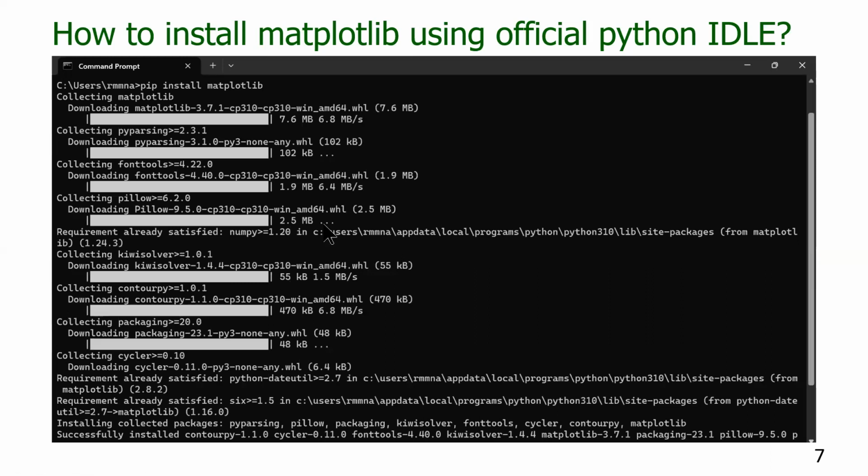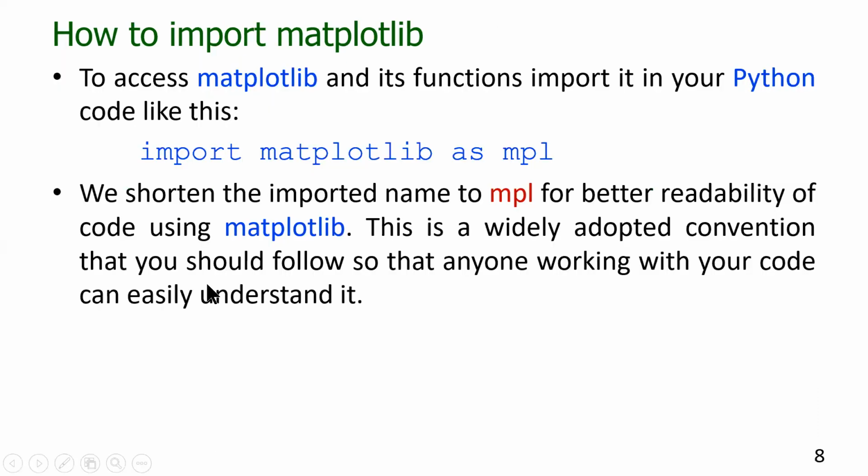Let us see. This is the command prompt terminal. Here, we simply typed the statement pip install matplotlib, then pressed enter. Then the installation started. Once successfully installed, you can see at the end the message "successfully installed". Then you can go back to your IDLE, and you can import it; automatically it works.